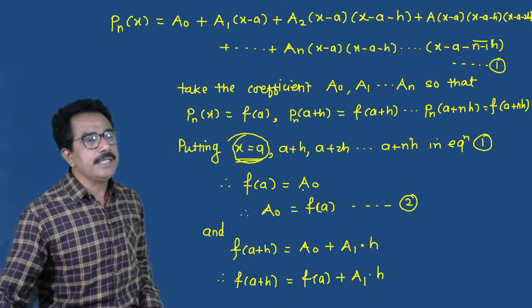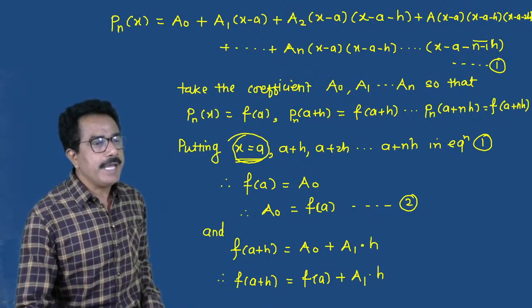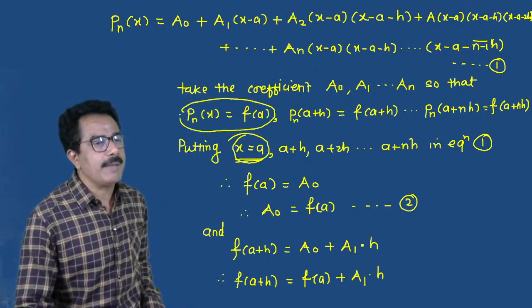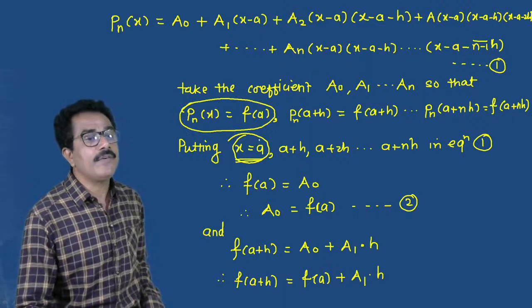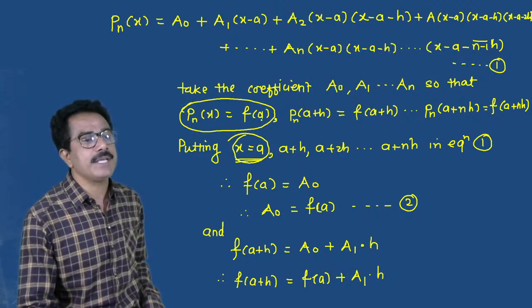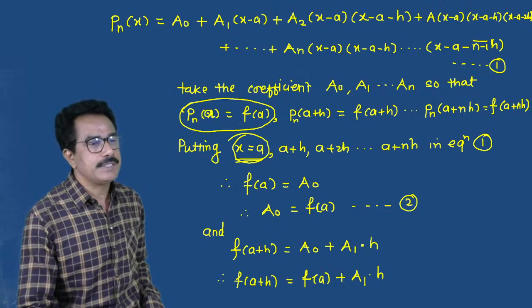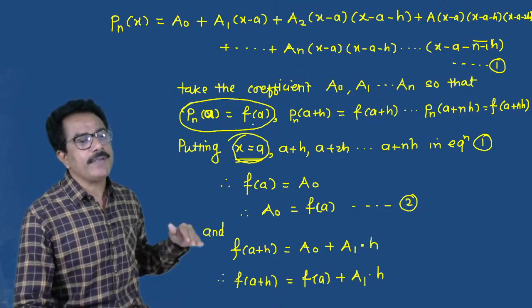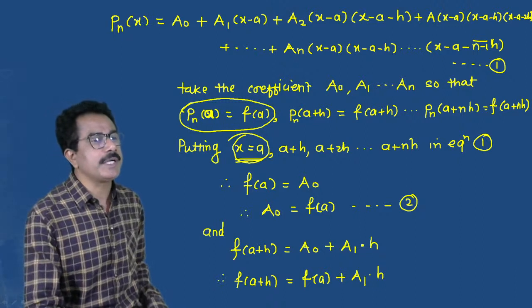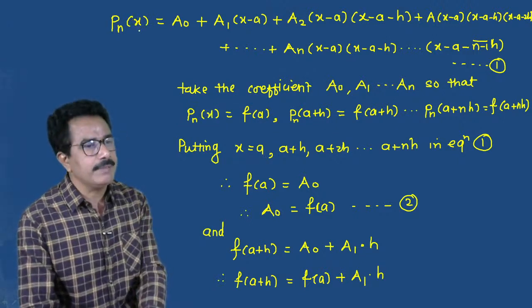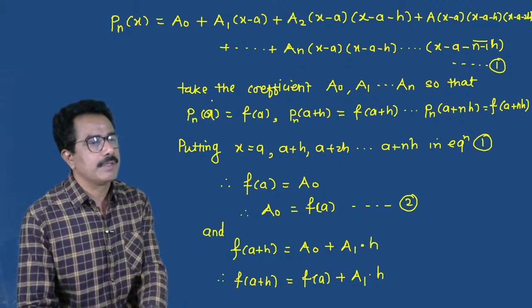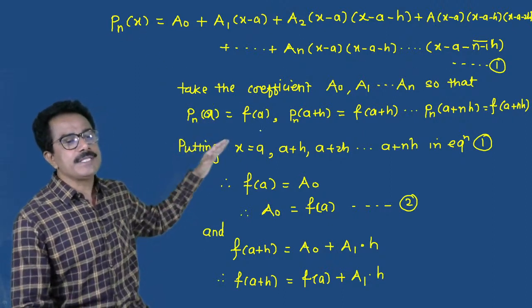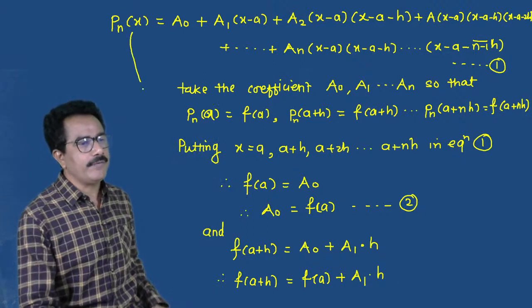आणि मग इथं Pn of x म्हणजेच काय ठेवला आपण? f of a. Pn of a means f of a. So Pn of a is equals to f of a. If we put here x is equals to a, then what will become? तर Pn of a means f of a. इथं येईल f of a.